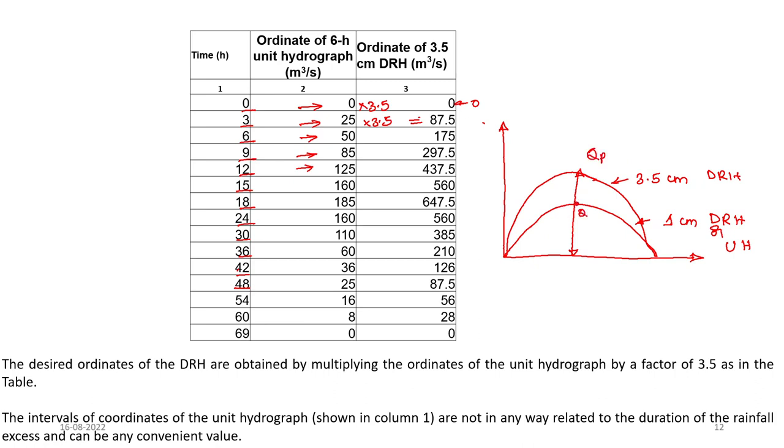suppose like let's say this is QP1, this is QP2. Suppose if one can ask the question, what is the ratio of QP2 by QP1? So it could be 3.5 centimeter. So this type of question you can expect in exam.